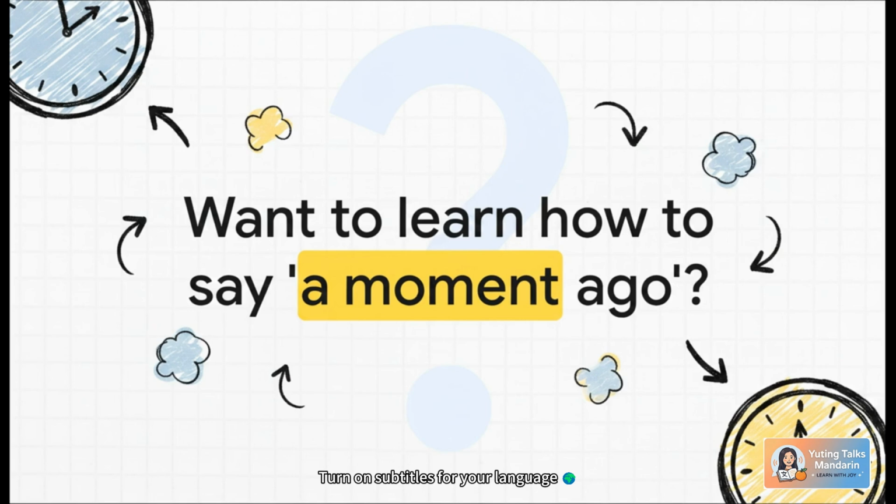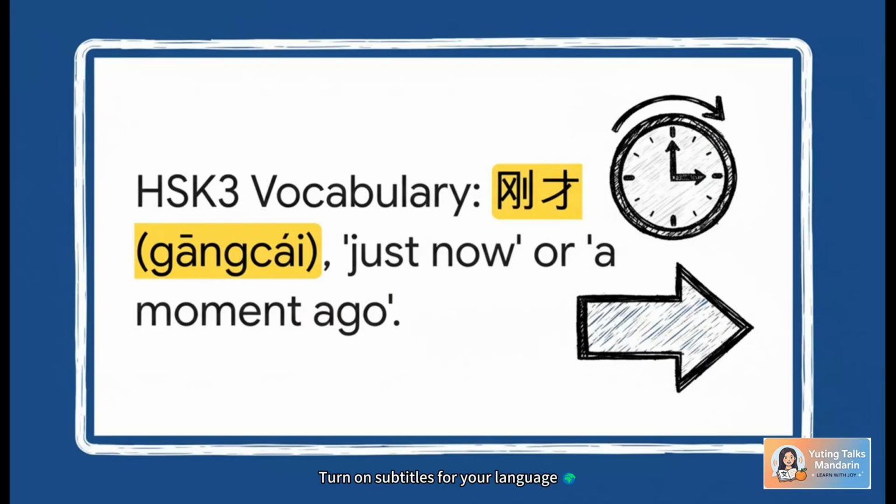Okay, so you've mastered talking about what's happening now, but what about something that happened just a second ago? Ever wonder how to say a moment ago in Chinese? Well, you are in luck, because next time we're going to be diving into the word 刚才. It's a fantastic, super useful word that means exactly that, just now or a moment ago. We really hope you'll join us for that one.